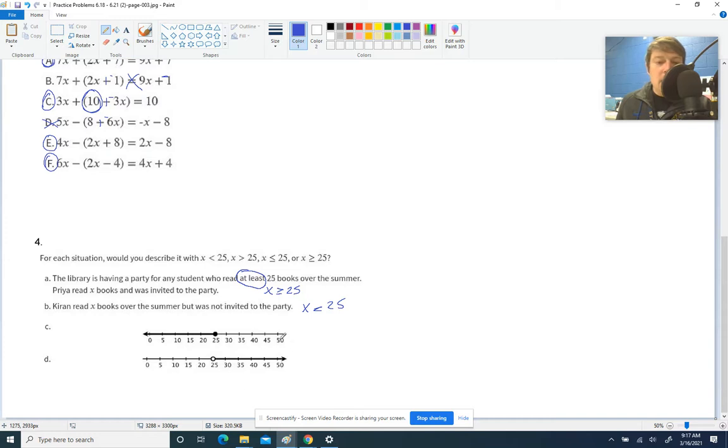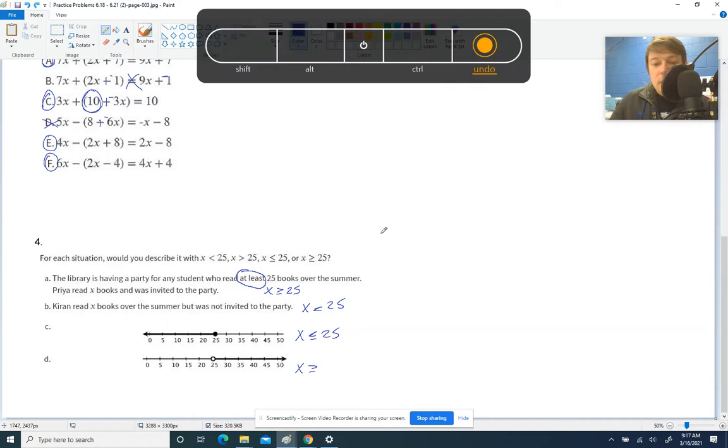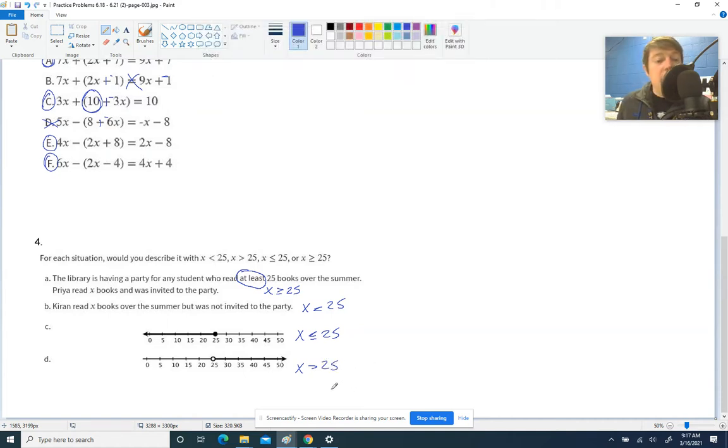And then the other two are just kind of no-brainers. This is smaller or equal to 25 for C, and this is bigger or equal to 25 for D. I'm sorry, not or equal to. The dot's not filled in, so just greater than 25. I say it's a no-brainer, and I miss it.